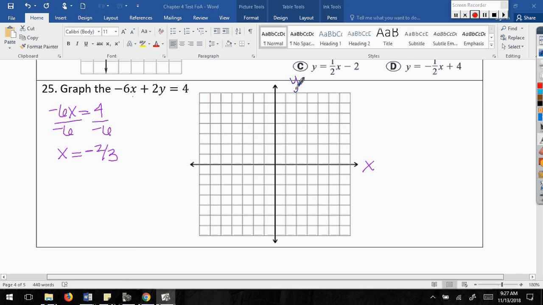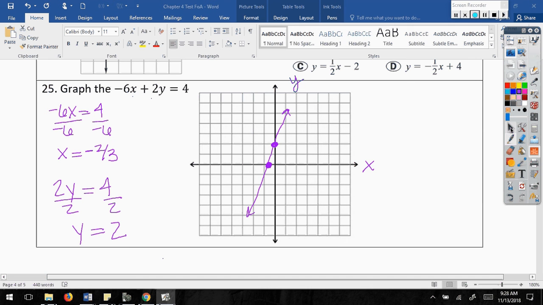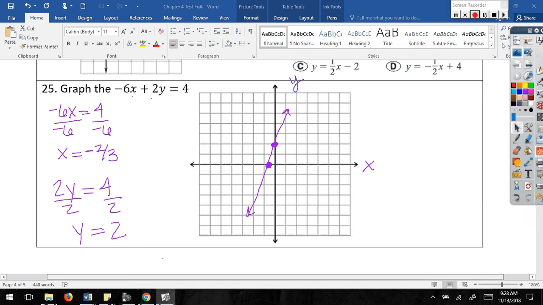So this is my x-axis, this is my y. I'm going to go over negative 2/3 of the way. Okay? And then for the y, I'm going to say 2y equals 4. I'm going to divide both sides by 2. And I get y equals 2. Okay? Again, I've stressed to you the importance of looking at the form that the graph's in and graphing from the form that it's in without doing a lot of manipulation. That way there's less room for mistakes and errors.